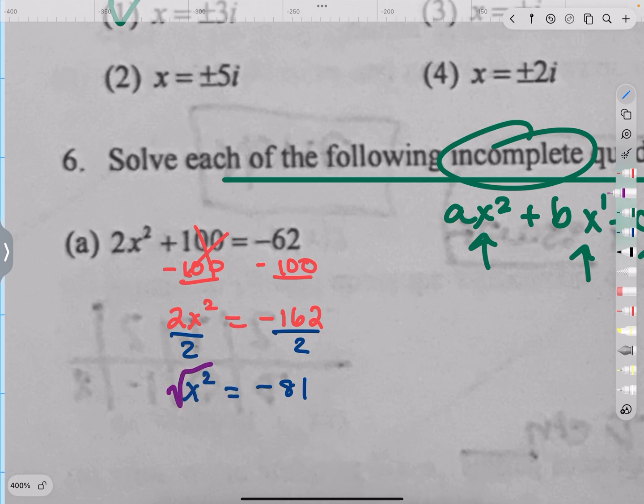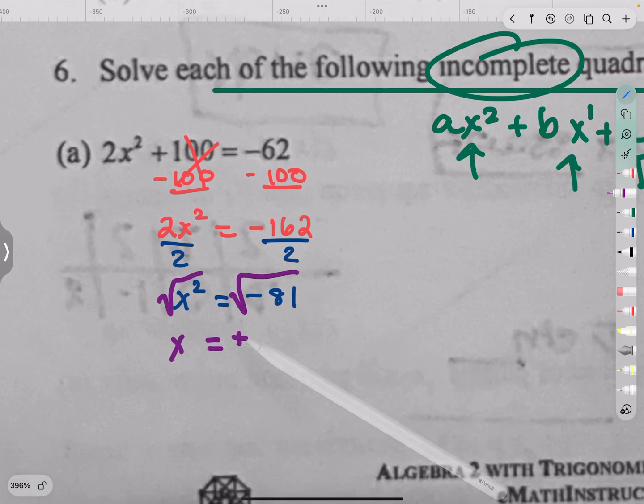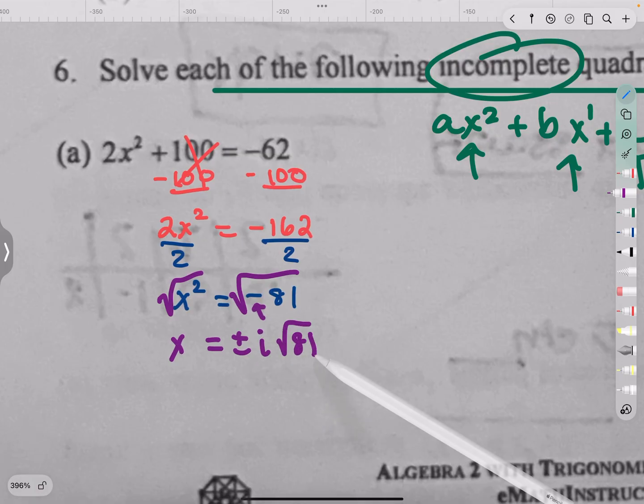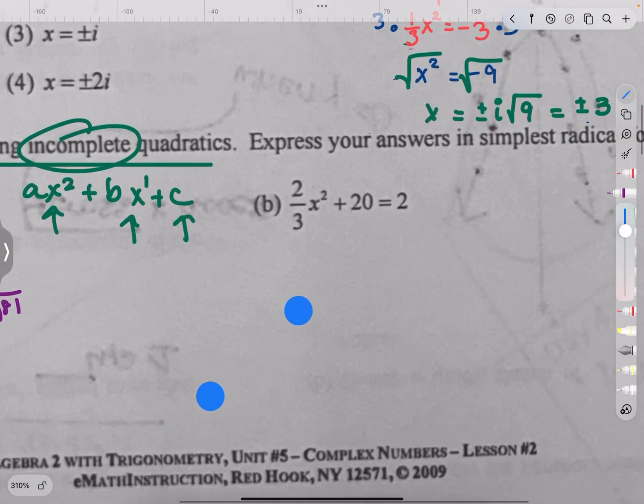Because now that the x squared is alone, it's easy to square root. And now I have to get the plus or minus here. And I got an i that I'm going to poke out. Gives me the 81, and the square root of 81 is just a 9. 9 times 9 is 81. So the square root of 81 is a single 9. So we poke out the i and the 9, and we get 9 times i. There we go. Plus or minus.